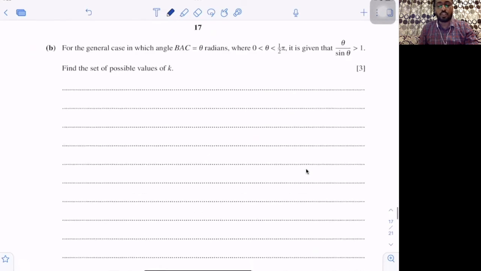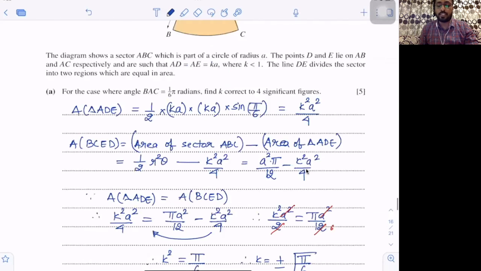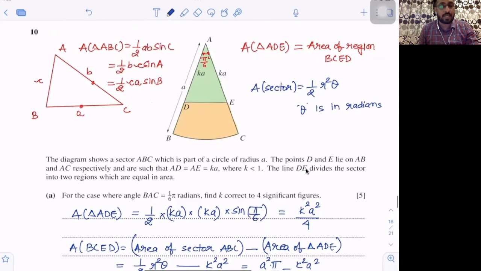Now he's saying for the general case in which angle BAC is theta radians. So theta was given to me as pi by 6 in my diagram, right? Theta was given to me as pi by 6. Now I'll keep the value of theta as theta only. Now I'll not write it as pi by 6.